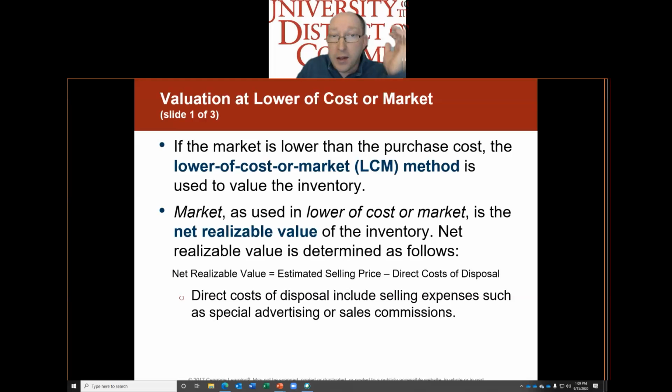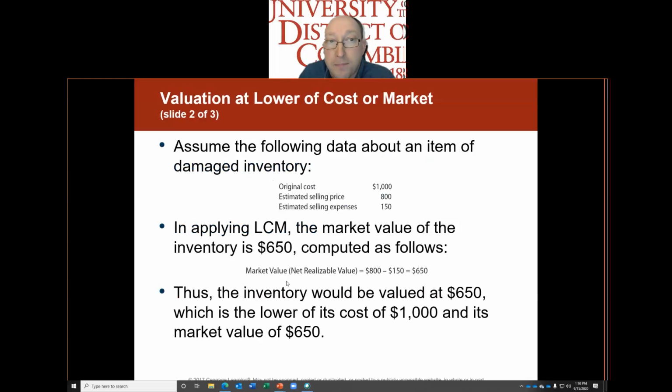If the market value is lower than the purchasing cost, we call that the lower of cost or market. Market value in the lower of cost or market is net realizable value. Net realizable value is calculated by taking your estimated selling price and subtracting out your direct costs of disposal. Direct costs of disposal include the selling prices and any special advertising and selling administrative expenses. This stuff isn't very common. That's why we're going pretty fast through it. It's really not very commonly utilized.